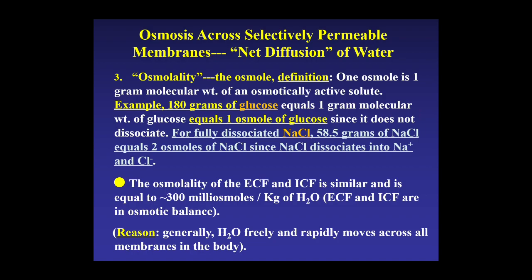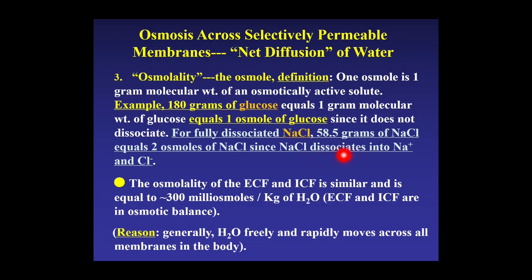58.5. If I get 58.5 grams of sodium chloride and put them in 1 liter of pure water, I'll get a solution with an osmolarity of 2 osmoles per liter. Why 2 osmoles? Because sodium chloride will dissociate into sodium and chloride. So now, instead of having 1 particle, I have 2 particles. And remember, the osmotic pressure is determined by the number of particles, not by the size of the particle.